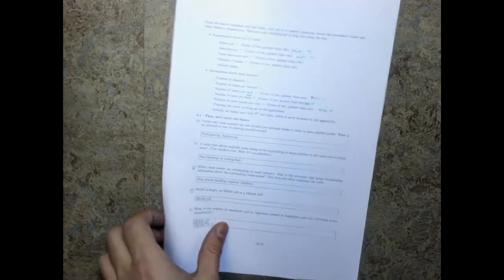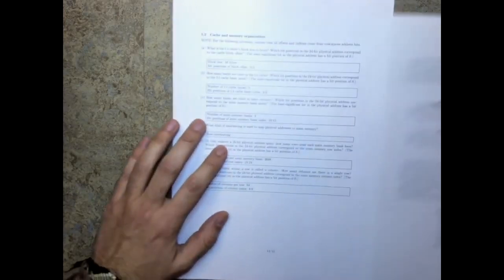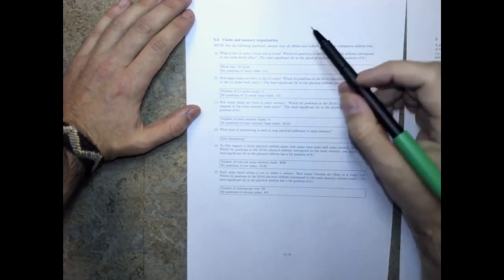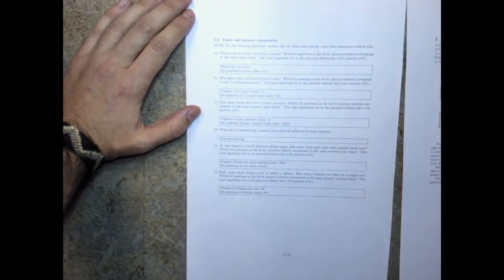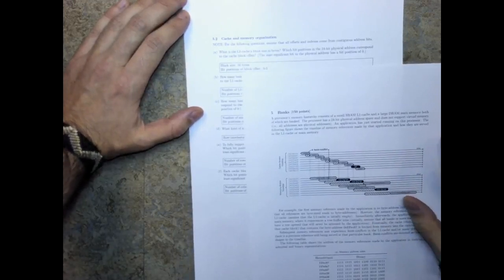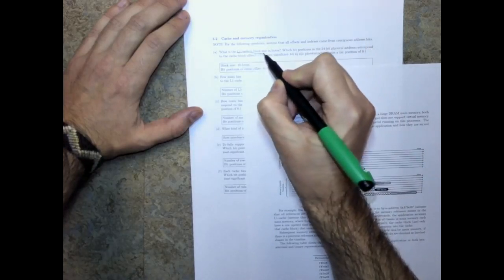So let's switch to the interesting part of the question, that is about cache and memory organization. For the following questions, assume that all subsets and indexes come from contiguous address bits. So what is the L1 cache block size in bytes?